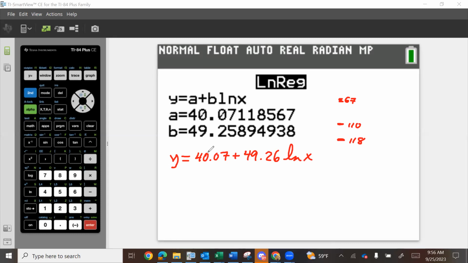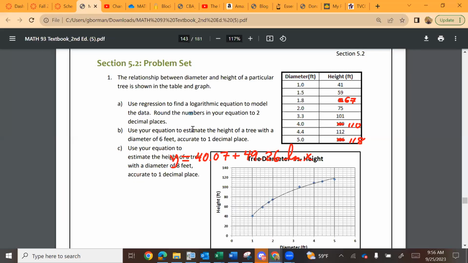I've got to turn that off, go back to here. So that's part A. Part B, use your equation to estimate the height of a tree with a diameter of 6 feet to 1 decimal place. There, I read it the first time. Okay, 1 decimal. They're giving us diameter. Diameter is an x value. It's on the left. They want us to find height, which is on the right. That's a y value. So we're just going to plug 6 in for x, like we always do.